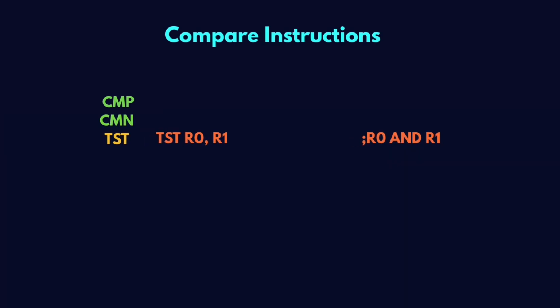Finally, we have the test instruction TST, that is, TST R0, R1. This performs a bitwise AND operation solely to update the condition flags. It is commonly used to test whether specific bits in a register are set or cleared. Like CMN, TST is also restricted to the low registers.